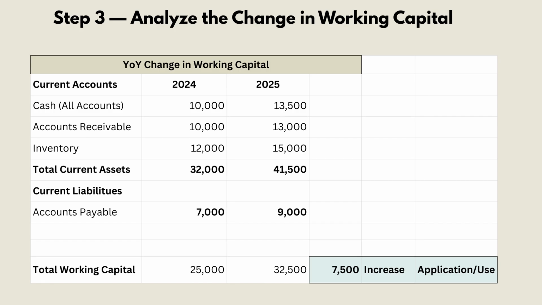2025 working capital. Our total current assets are $13,500 plus $13,000 plus $15,000 equals $41,500. To this, we deduct the accounts payable of $9,000. The working capital for 2025 equals $41,500 minus $9,000 equals $32,500. So the change in working capital during the 2 years is $32,500 minus $25,000 equals $7,500, an increase. So from our rules, an increase in working capital is a use of funds. We will carry this $7,500 into the final statement later.